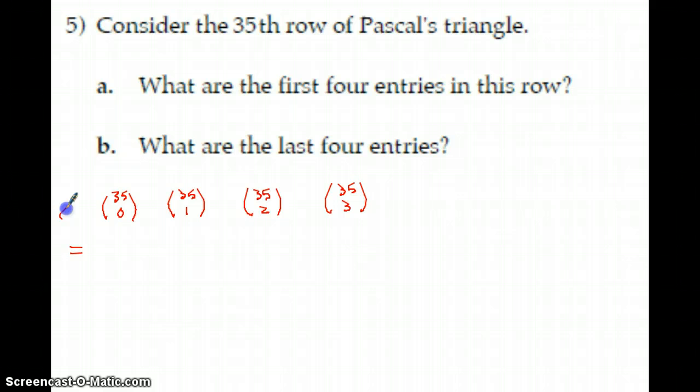This is part A, by the way. 35 choose 0 is always going to be 1. 35 choose 1 is going to be 35. It only gets interesting when I get to 35 choose 2. Now, I probably should do this on the calculator. This, if you think about it, is 35 times 34 divided by 2 times 1, which is 35 times 17, I guess, which is pretty big.